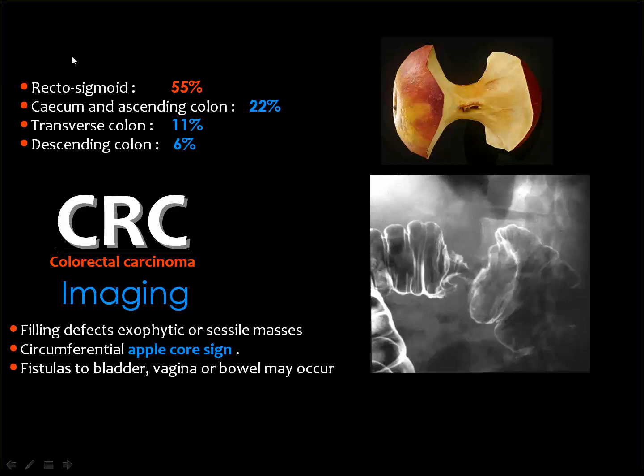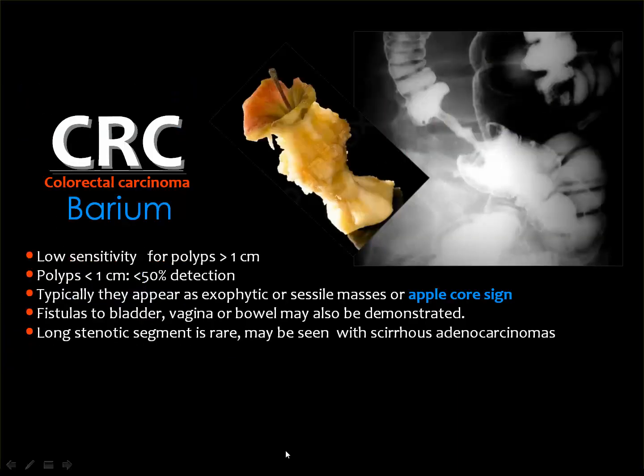Regarding the frequency of carcinoma in the colon, the rectosigmoid is most commonly affected, 55%, then the cecum and the ascending colon, then the transverse and the descending colon. The imaging findings in general include a filling defect, which may be exophytic or sessile, a circumferential structure, which is famous for the apple core sign, as you can see here, and fistulous communication to the bladder or vagina or other bowel loops.